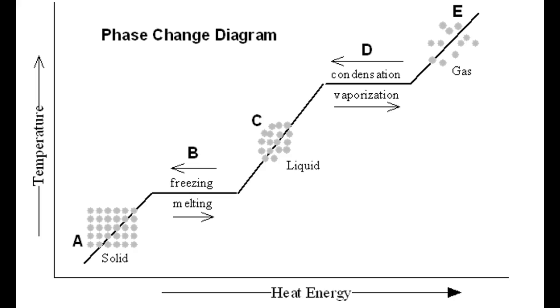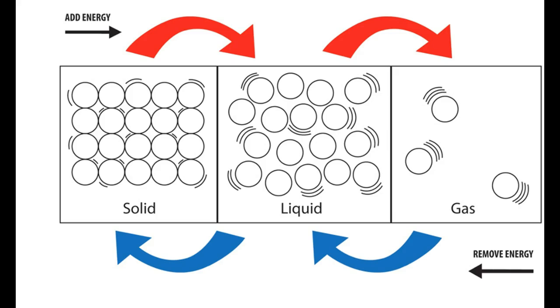So when we talk about the phases of matter in a phase change diagram, solids will always be more dense, have a higher density than a gas. Liquids would be in between. So as you add heat energy, you can change the density of matter. This is all true except for water.